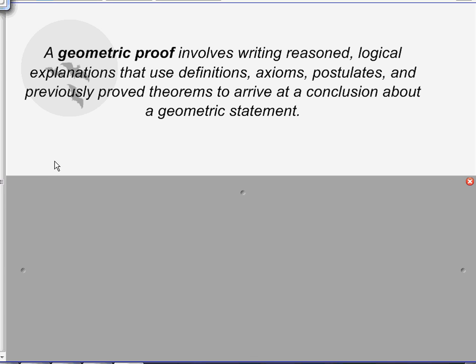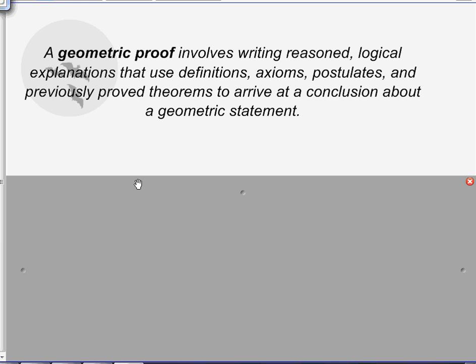Today we're going to be talking about paragraph proofs. But before we even get into this type of proof, let's go over what exactly a geometric proof is. A geometric proof involves writing reasoned, logical explanations that use definitions, axioms, postulates, and previously proved theorems to arrive at a conclusion about a geometric statement.